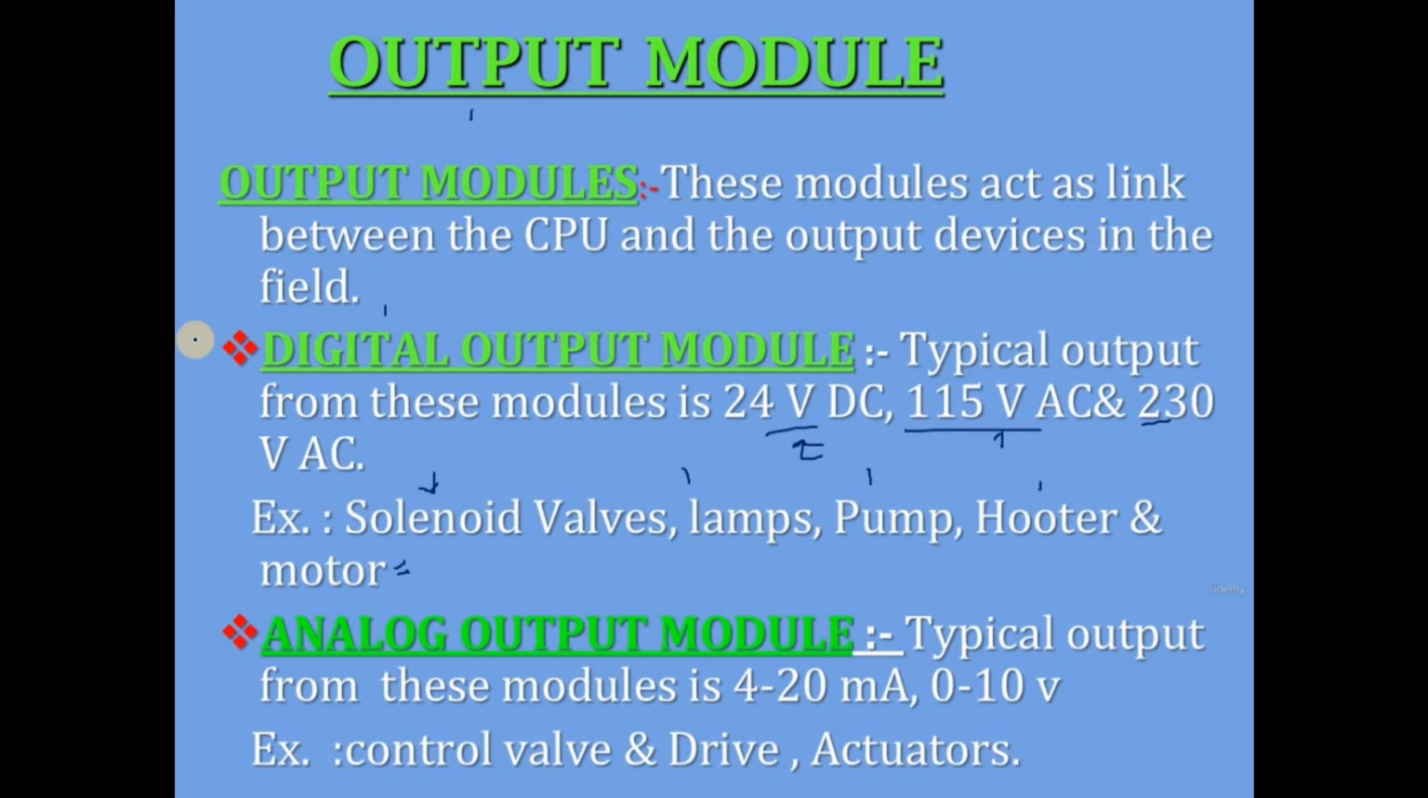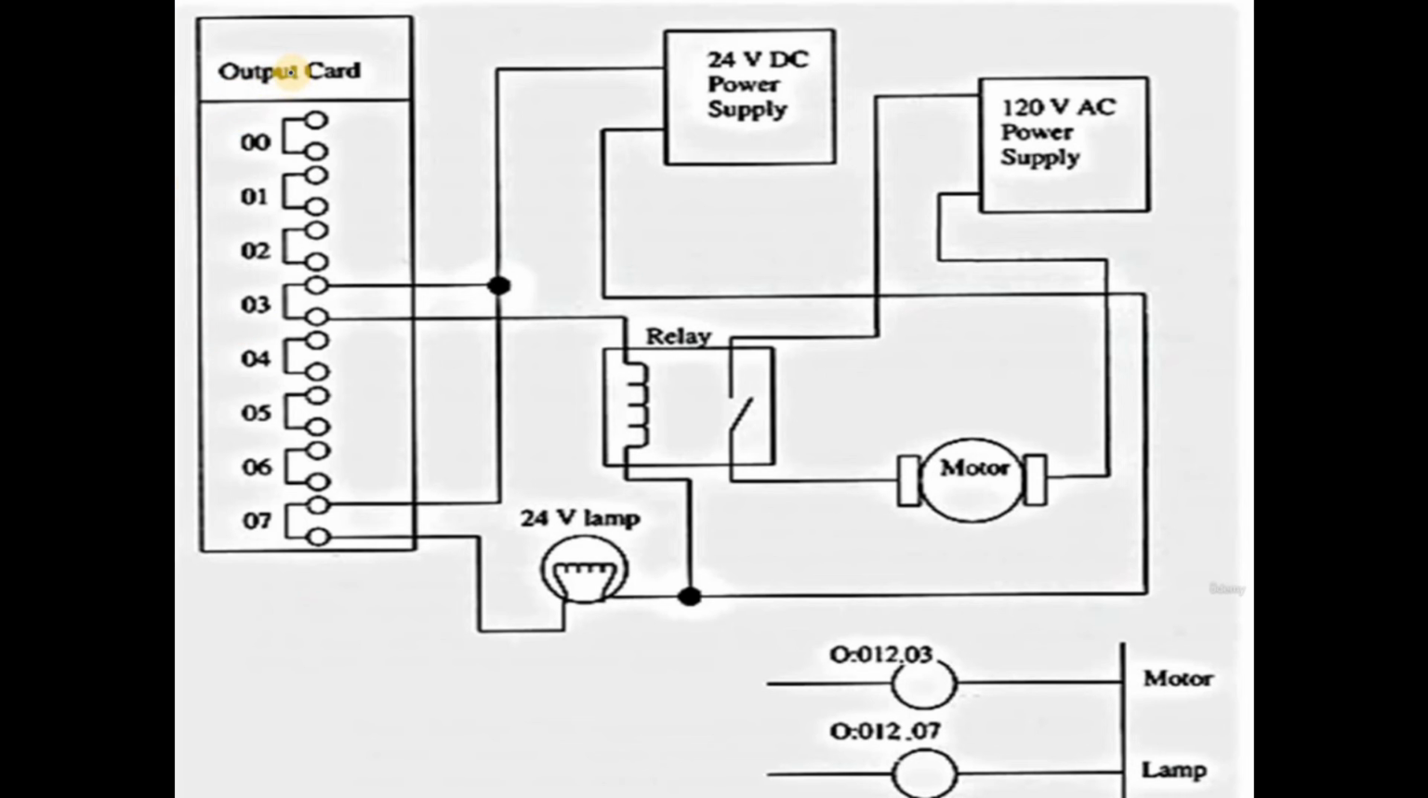For example, here I'm just showing you the figure. In this figure, you can observe the output card, right? Total 8 outputs are here. So among that, we are just using the third terminal and the 7th terminal. To the third terminal, we have connected one motor, and to the 7th terminal, we have connected the 24-volt lamp. Actually, it works on a 24-volt DC power supply, right?